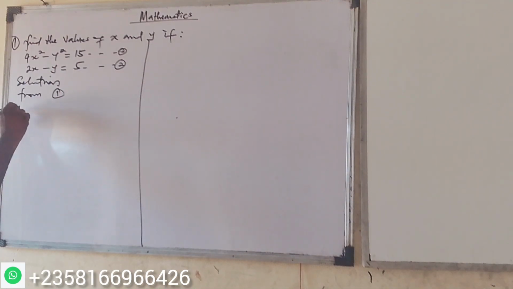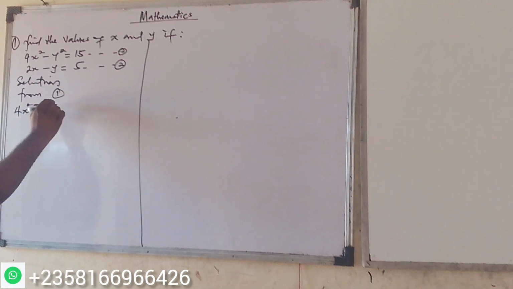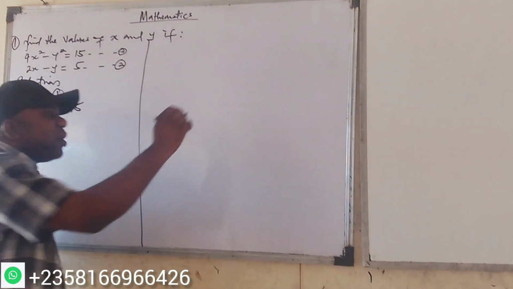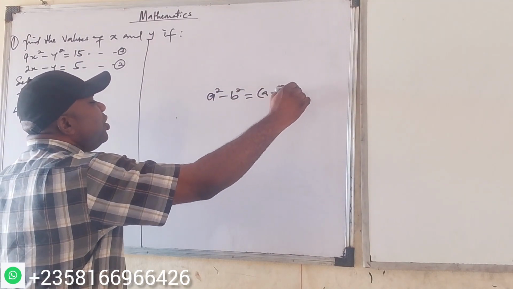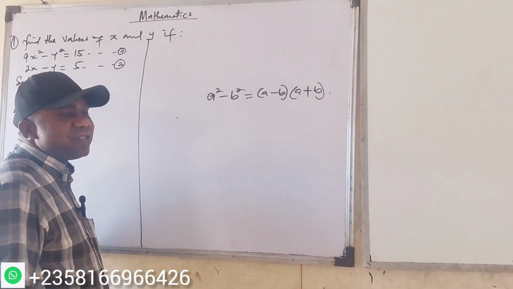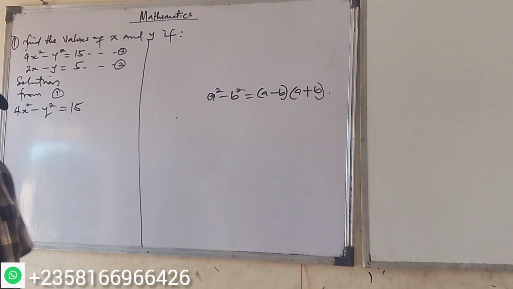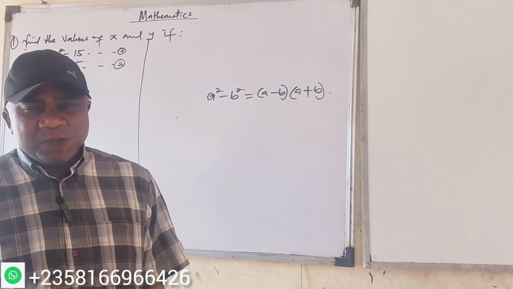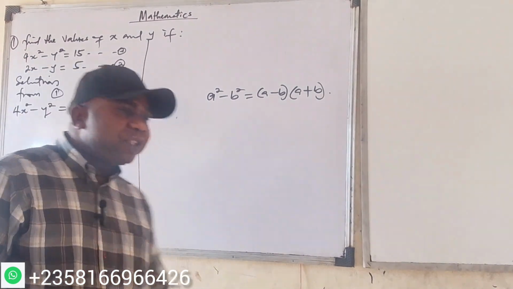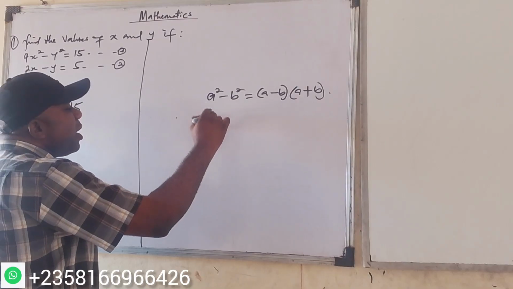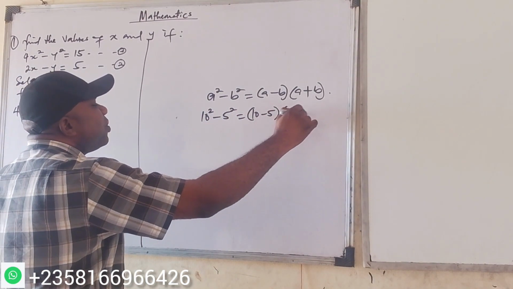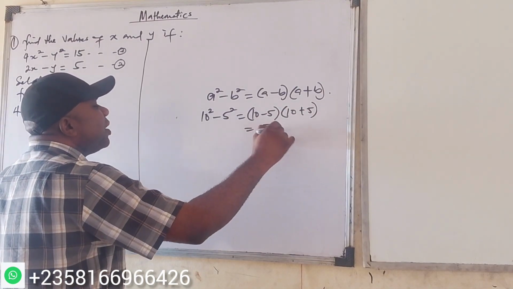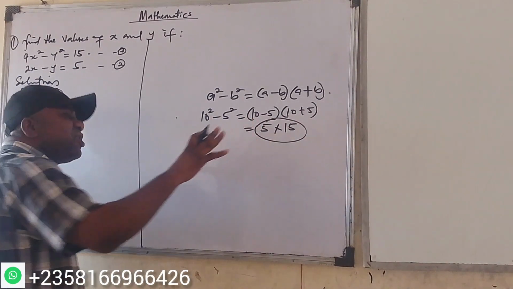Equation 1 is 4x squared minus y squared is equal to 15. And we all know from difference of two squares that a squared minus b squared is the same thing as a minus b times a plus b. So if you have 10 squared minus 5 squared, it is the same thing as 10 minus 5 times 10 plus 5, which gives us 5 times 15. That's the difference of two squares.